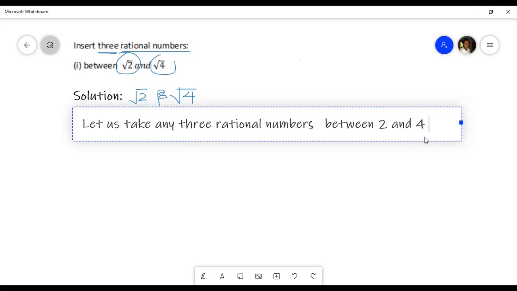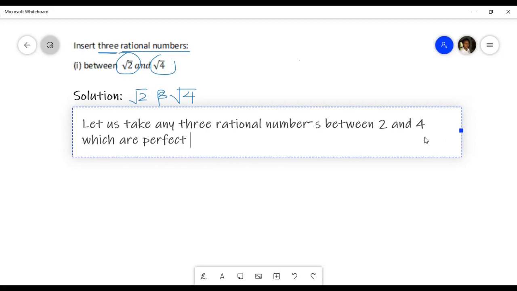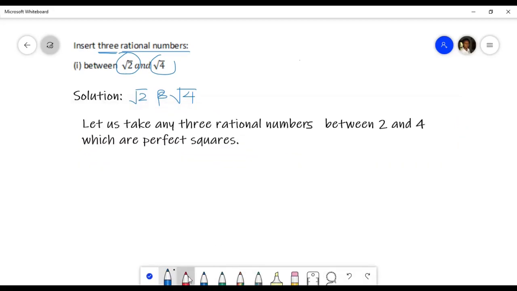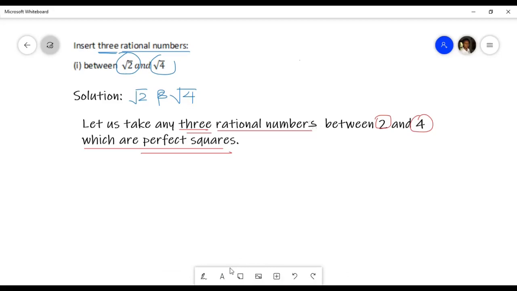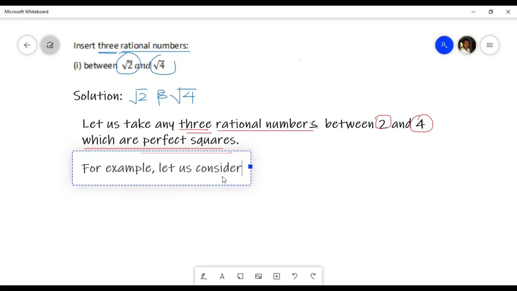Now remember that these three rational numbers that we take between 2 and 4 should be perfect squares. Now let us think of three rational numbers between 2 and 4 which are perfect squares. You have to be very careful in looking into this and understanding this.